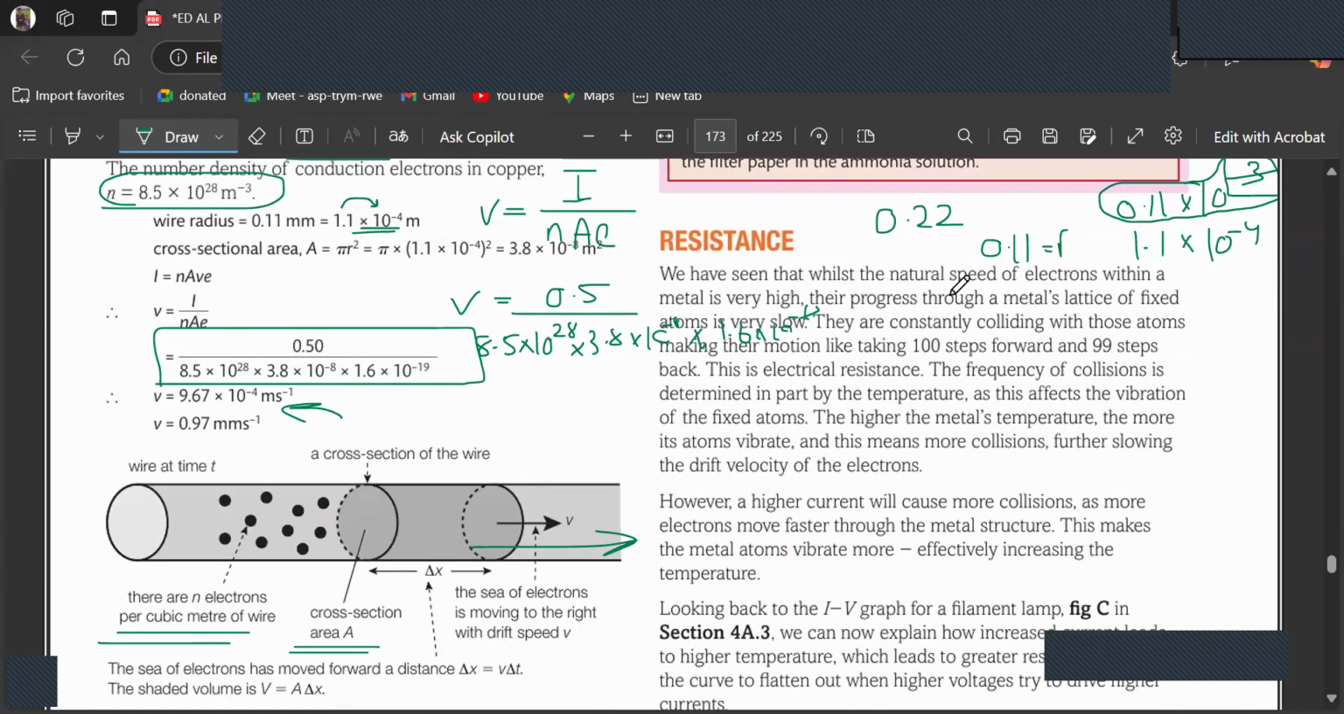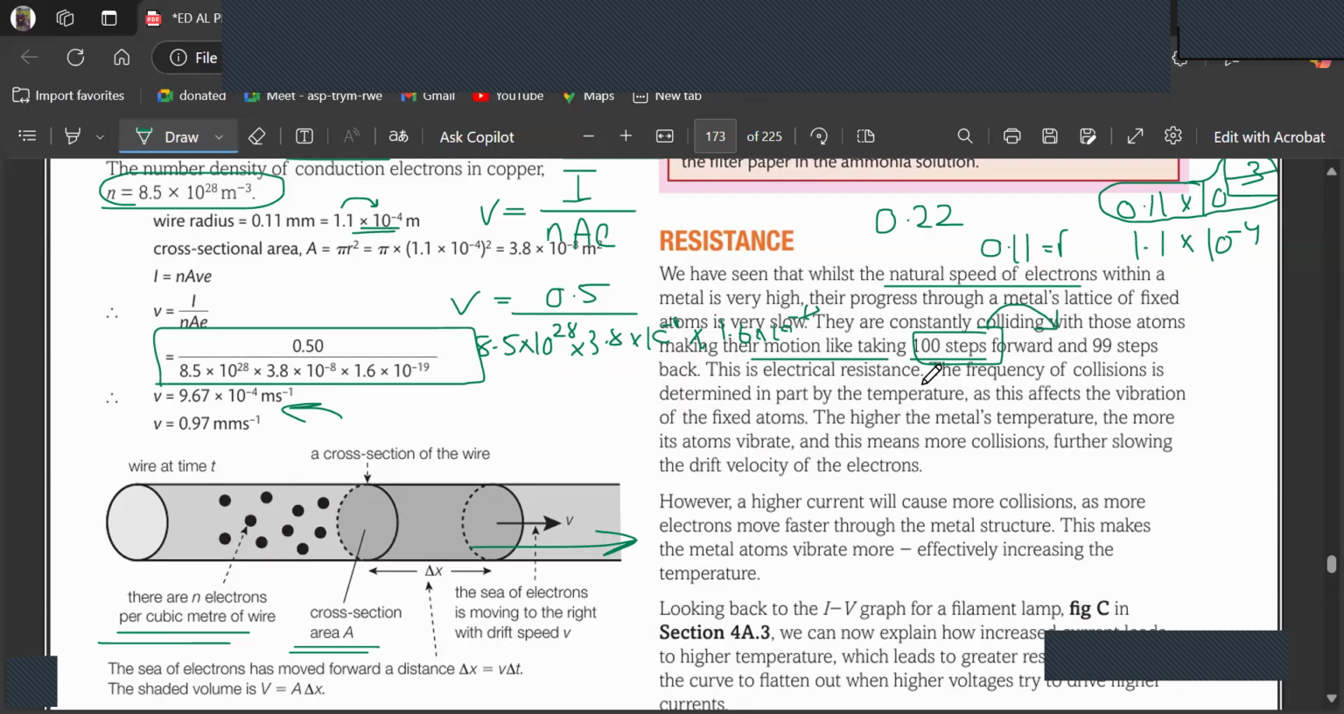We have seen that whilst the natural speed of electrons within a metal is very high, their progress through a metal's lattice of fixed atoms is very slow. They are constantly colliding with those atoms, making their motion like 100 steps forward and 99 steps backward. The natural speed of electrons is literally hundreds or thousands of kilometers per hour. But when they pass through a conductor, a metal lattice, their speed is very slow, like 1 millimeter per second, because they take 100 steps forward and 99 steps back. This is known as electrical resistance, the opposition to the flow of electrons.